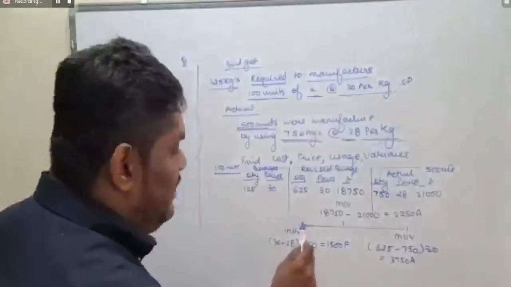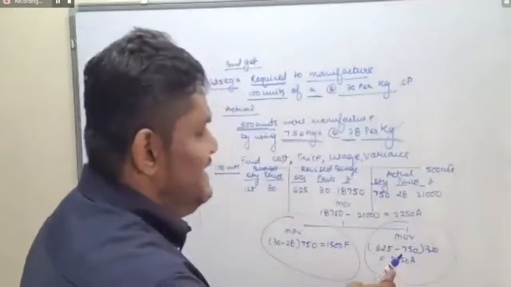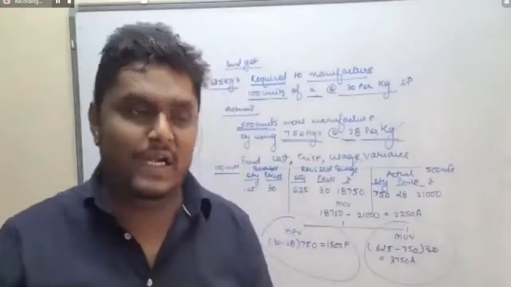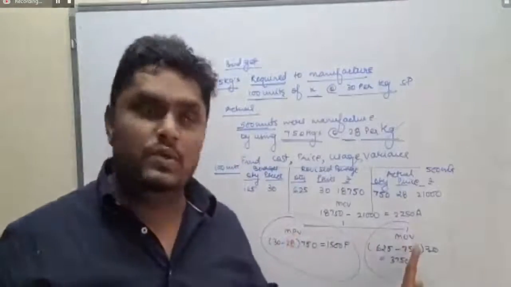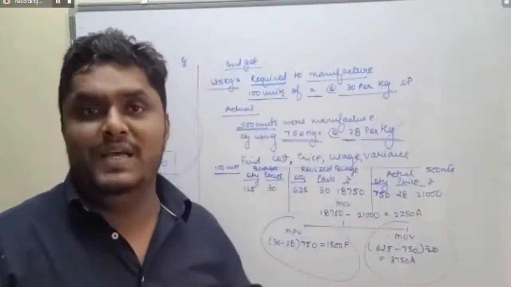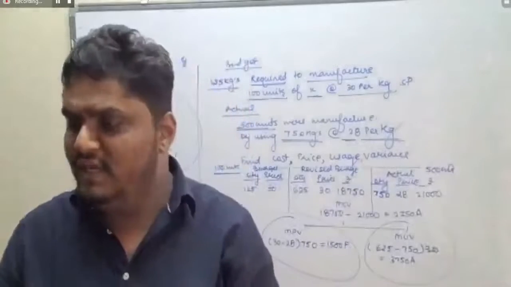Anushka, check the total. Material price variance is 1500 favorable, and this is 3750 adverse. So the total variance will be 2250 adverse. Material price plus usage is equal to material cost variance, and material mix plus yield is equal to material usage variance. This is for the purpose of verification, guys.